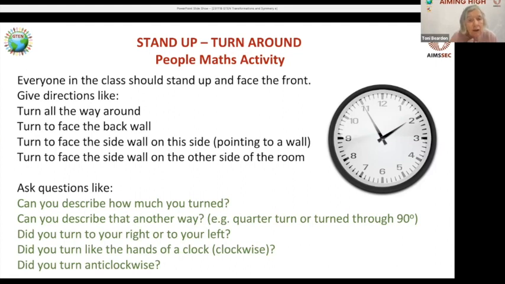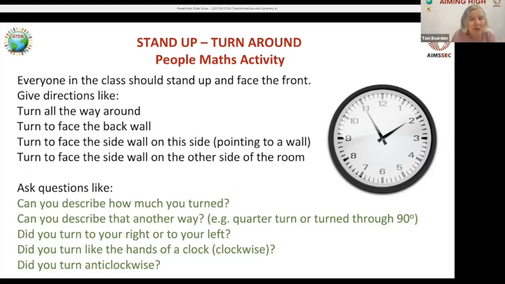So can you describe that another way? Well, they might describe it as a quarter turn, or one to face the side wall, or they might describe it as turning through 90 degrees. And another way, which you haven't mentioned yet, is turning to your right or turning to your left. Now, the same thing can be described as turning clockwise or turning anti-clockwise.